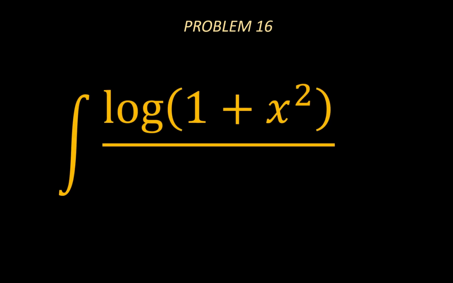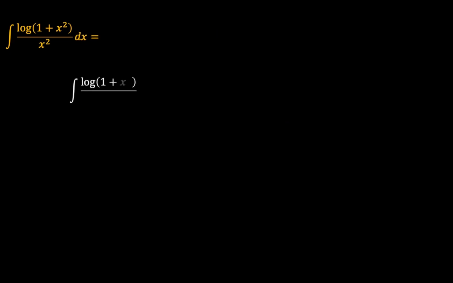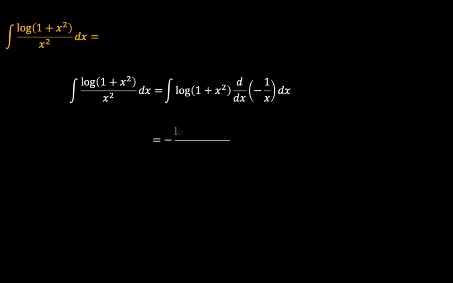Bye-bye. So problem 16 is the indefinite integral of natural logarithm of 1 plus x squared over x squared. This problem here, I think the best strategy is using integration by parts. So looking at the denominator of the integrand there, x squared can be expressed as the derivative of the negative 1 over x.